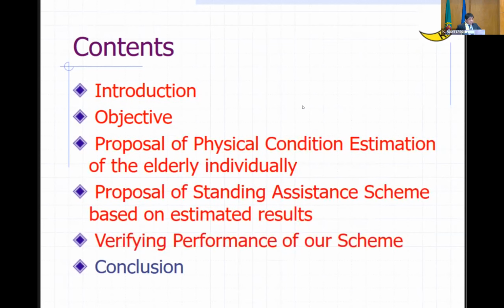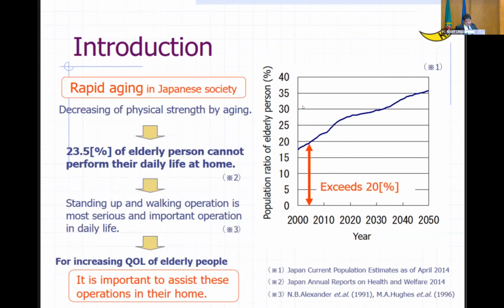Okay, rapid aging in Japanese society is a very serious problem. The Japanese population ratio of senior citizens exceeds 30% and will increase. Now 24% of the elderly cannot perform daily life at home.